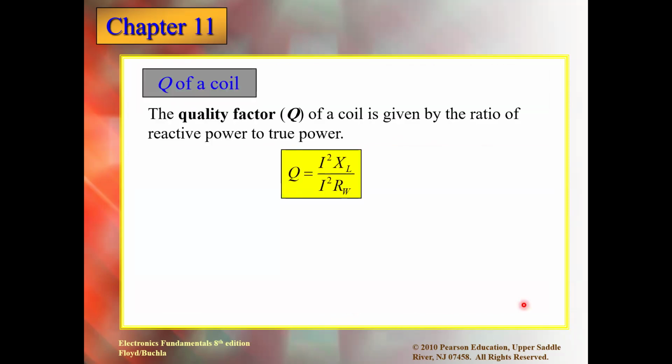All right. There's one more thing associated with the inductor, which we call the quality factor, denoted by Q. The quality factor of a coil is given by the ratio of the reactive power to the true power. So what is a quality factor? It is just a ratio of reactive power to the true power. So Q will be I square into XL, which is PR, over PT, P true, so I square into RW. Now you can see I square will cancel. So the Q factor can also be written as XL over R, inductive reactance over the winding resistance. So this is called the quality factor.